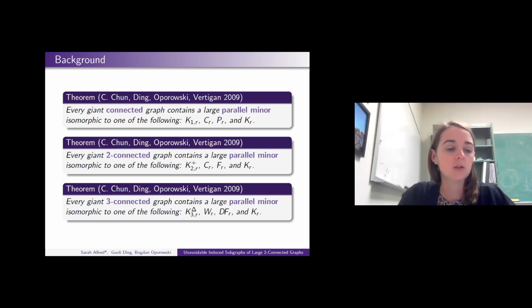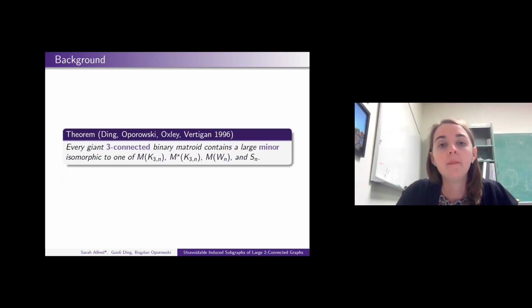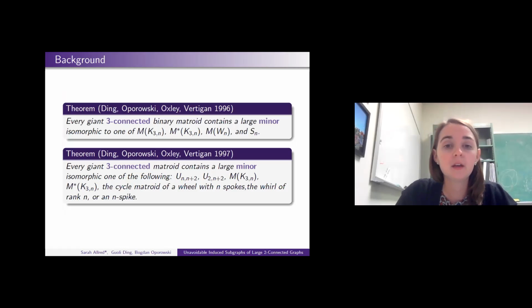Now notice this is in 2009, but in 1996, they proved first for binary matroids that every giant three-connected binary matroid contains a large minor isomorphic to one of those four matroids. And then they generalized it from binary matroids to every giant three-connected matroid, which contains a large minor isomorphic to one of this list of matroids.